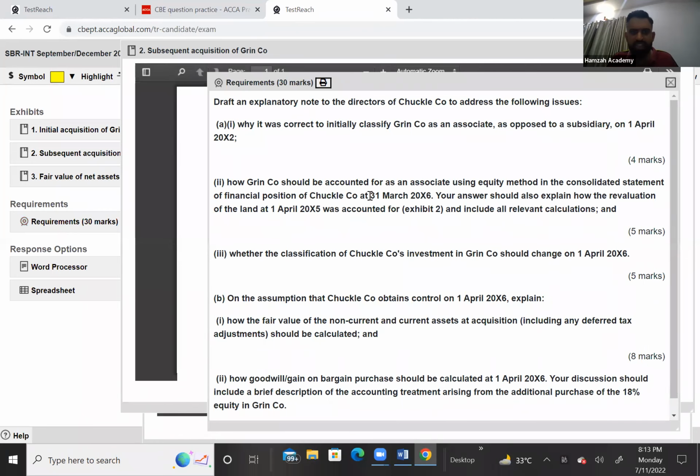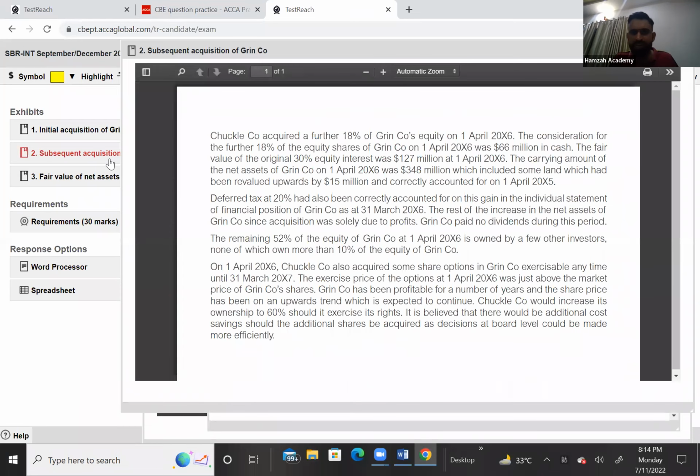So how should G company account for an associate using the equity method in a consolidated financial statement on 31st March X2? Your answer should explain how the revaluation of the land was accounted for in Exhibit 2 and include all the relevant calculations. Okay. Then requirement number 3: whether the classification of the C company investment by G company should be changed on 1st April X2 or not. When you read it, you will get the requirement and the understanding.